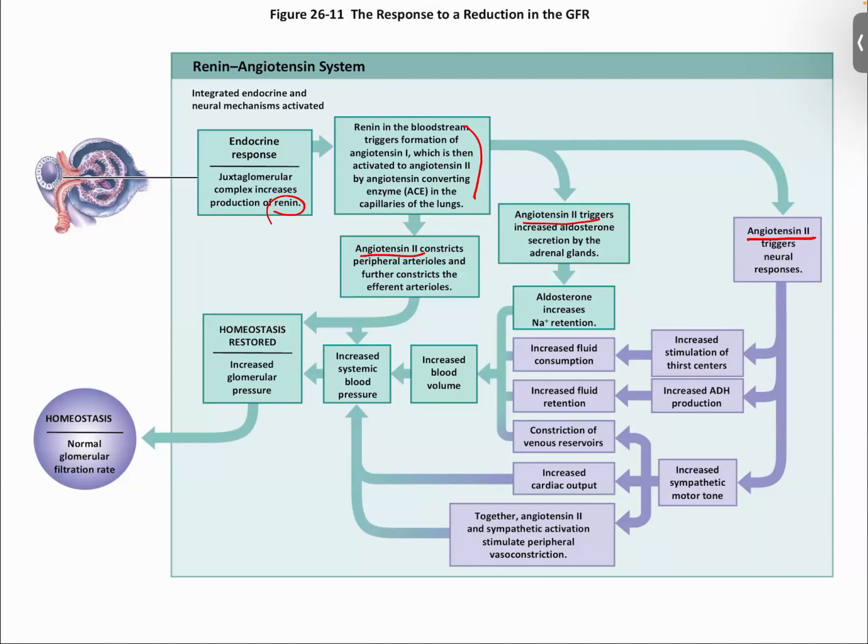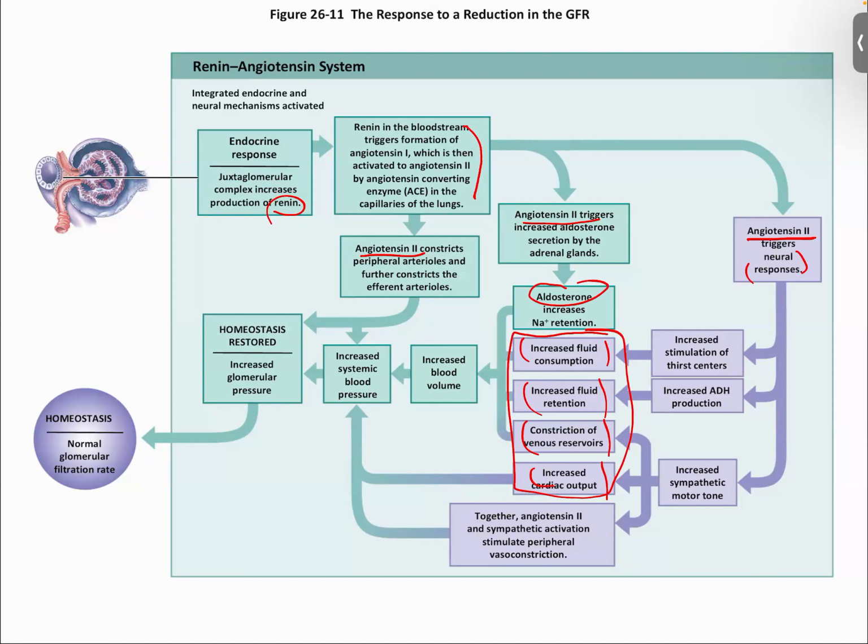So ultimately, this is going to cause the increase of aldosterone, which retains sodium, increase in your fluid consumption, your increased fluid retention, the constriction of your venous reservoirs, your increased cardiac output. So this is all like your nervous component here that's stimulated by these neural responses in conjunction with angiotensin 2.